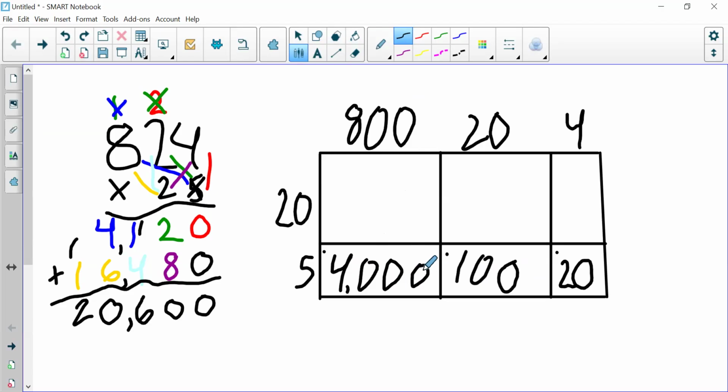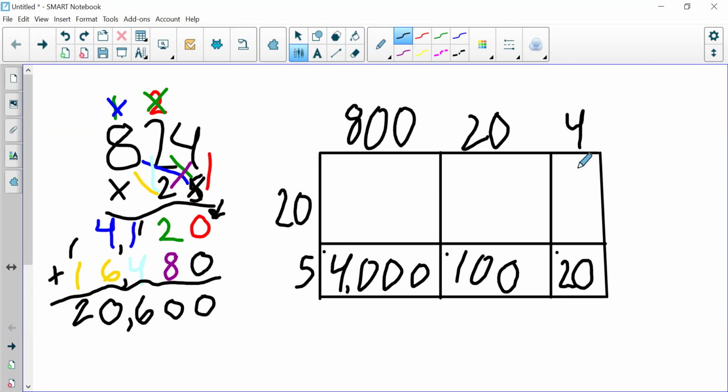Can you see how this 4,100 and the 20 are represented over here with our standard algorithm? There's the 20 for multiplying the ones place. We have our 100 for multiplying the ones place and the tens place. And then we have our 4,000 for multiplying the ones place and the hundreds place.